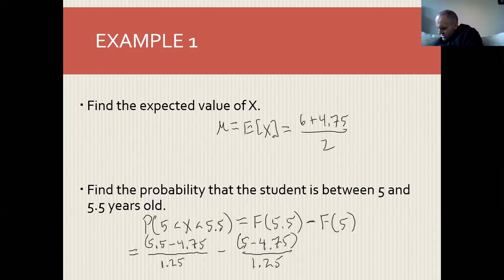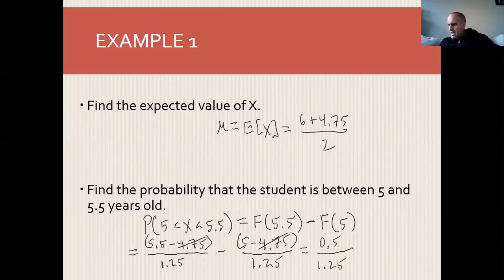Notice in this I have this difference. Notice the 4.75s are going to cancel. So look at what this ends up being. It's going to be 5.5 minus 5, which is 0.5, which is the width of the whole interval over the width of the entire interval. And that makes sense, my friends, doesn't it? So the probability of being between 5 and 5.5 years old is just the width of that age interval from 5 to 5.5 divided by the width of the entire interval. All right, so that really does make sense when you think about that.